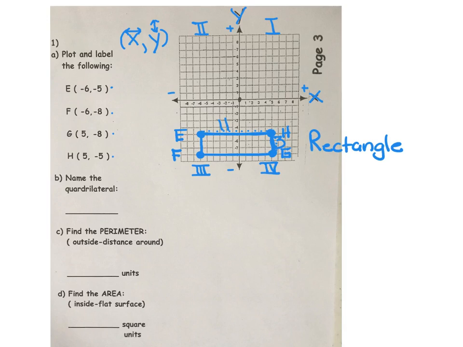Let's begin with our task. Part B, name the quadrilateral. Well, we've already discussed this. Clearly, it's a rectangle. Letter C states, find the perimeter, the distance around the outside, and letter D, find the area on the inside.